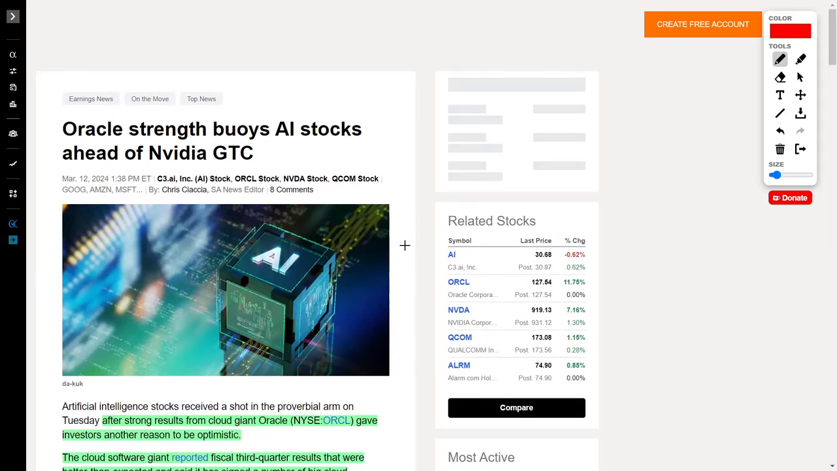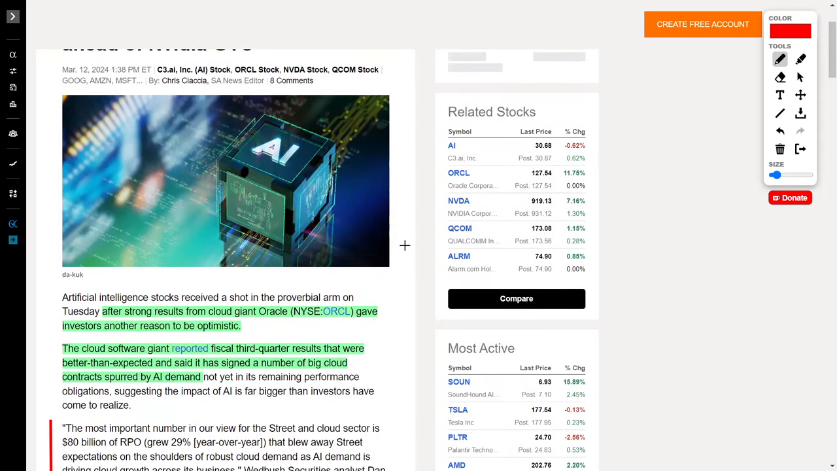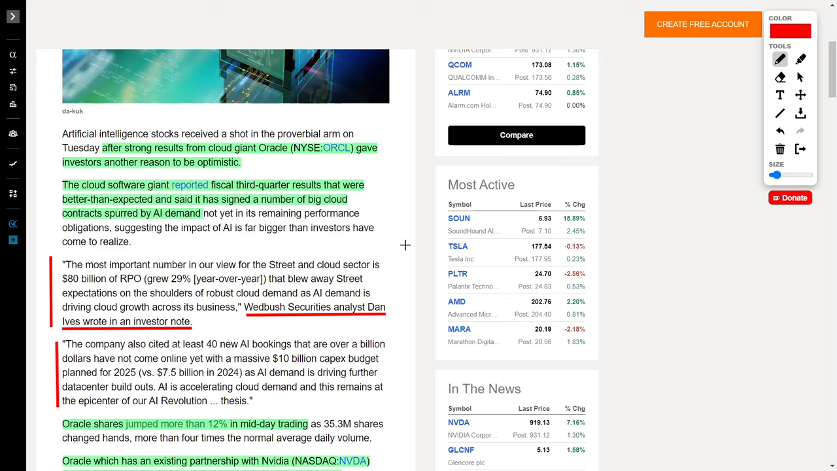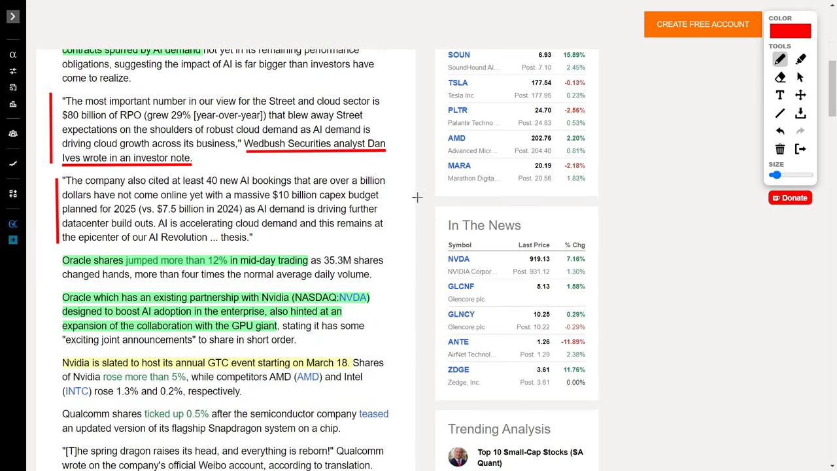Next up, let's talk about ORCL, which has had an absolutely fantastic day. ORCL, ticker symbol ORCL, is a cloud giant, and they recently brought in very strong quarterly results. Investors are being very optimistic right now because the cloud software giant recently reported fiscal third quarter results that were better than expected. But the better news, in my opinion, is that this company signed a number of large cloud contracts, which were spurred by the recent AI demand that we have been experiencing throughout the market.